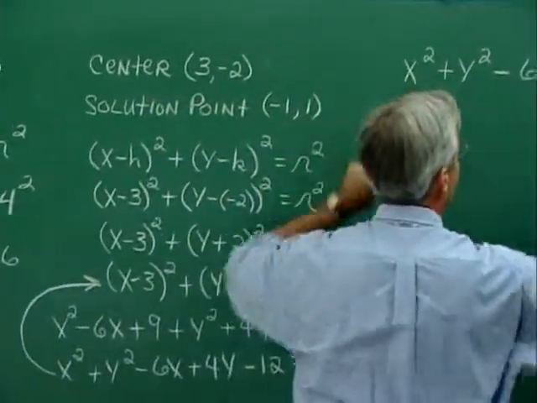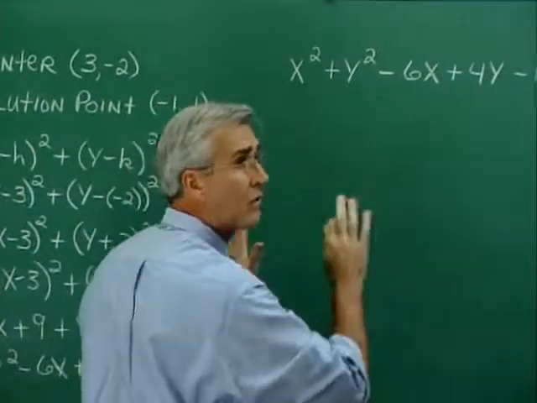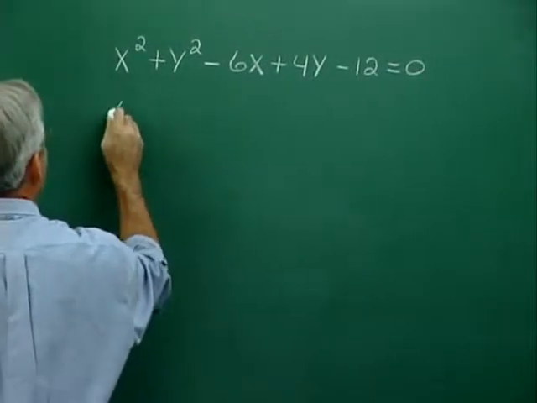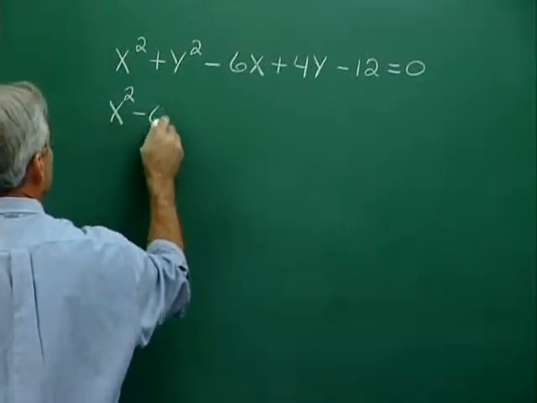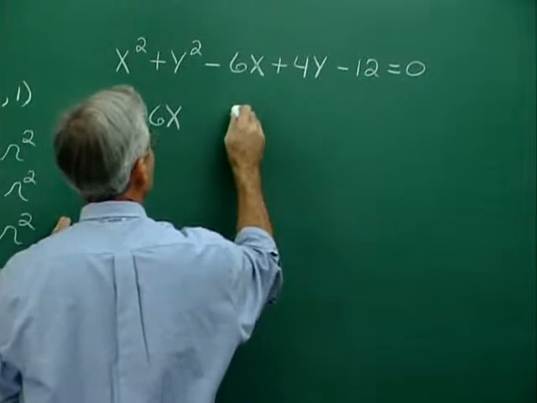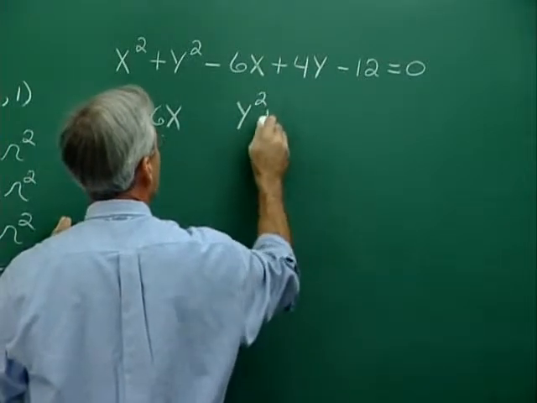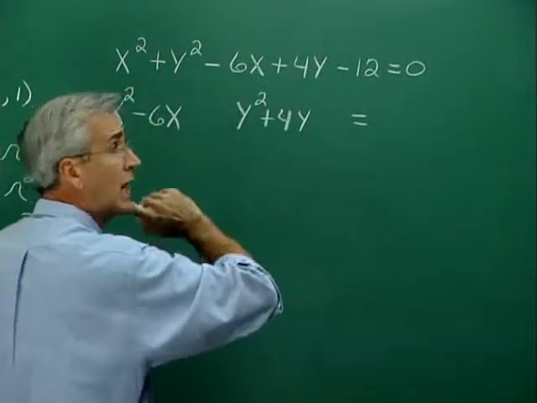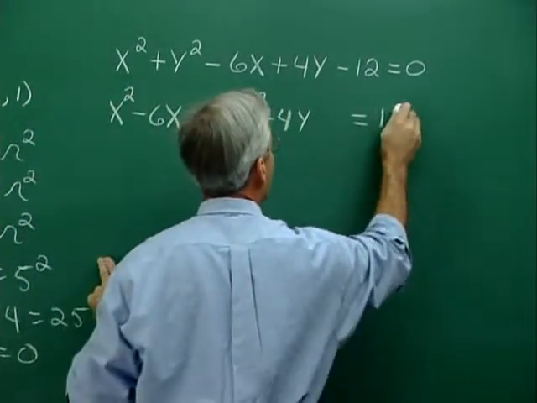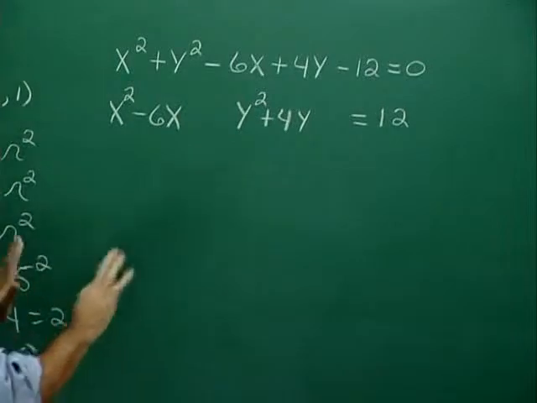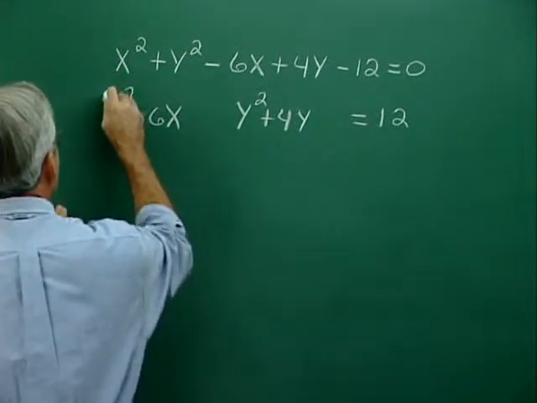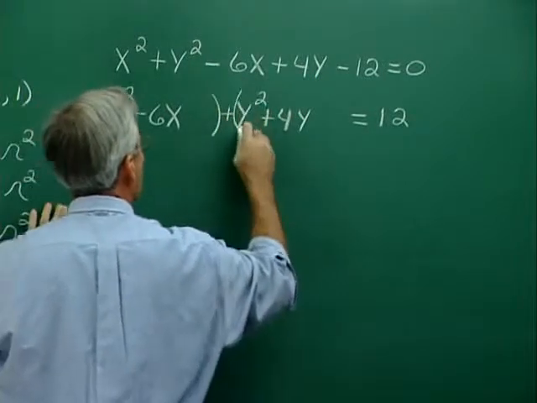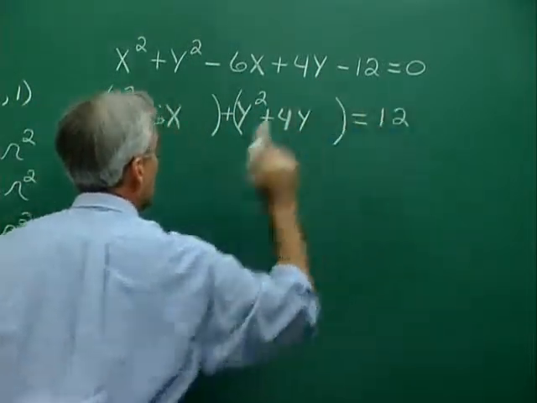Here's the same equation, and I want to work back the other way. Here's how we proceed. We put the terms involving x next to one another, leave a space, put the terms involving y next to one another, leave a space, put our equal sign, and kick the constant to the other side. We're adding 12 on both sides to get this. Here's how we're thinking about the problem: here are our terms involving x, here are our terms involving y, and there's our constant.